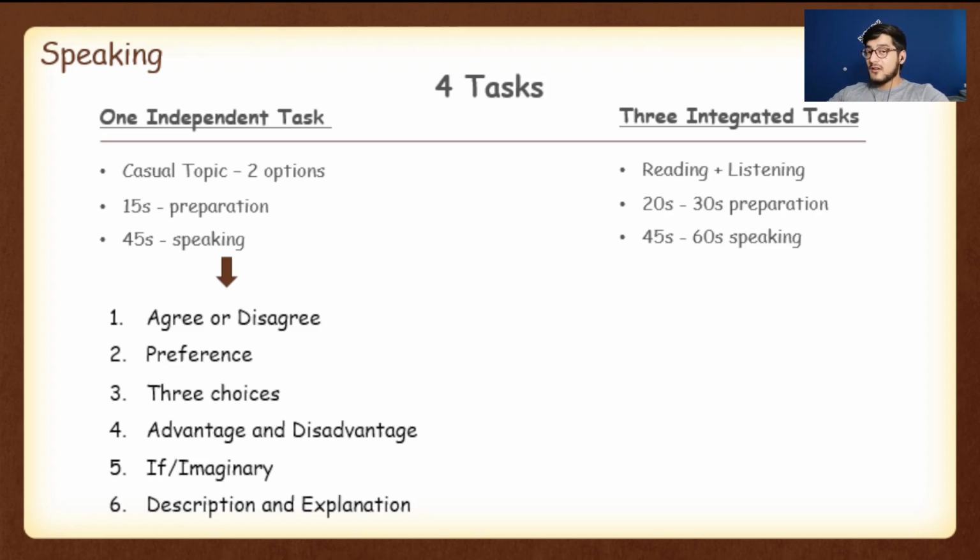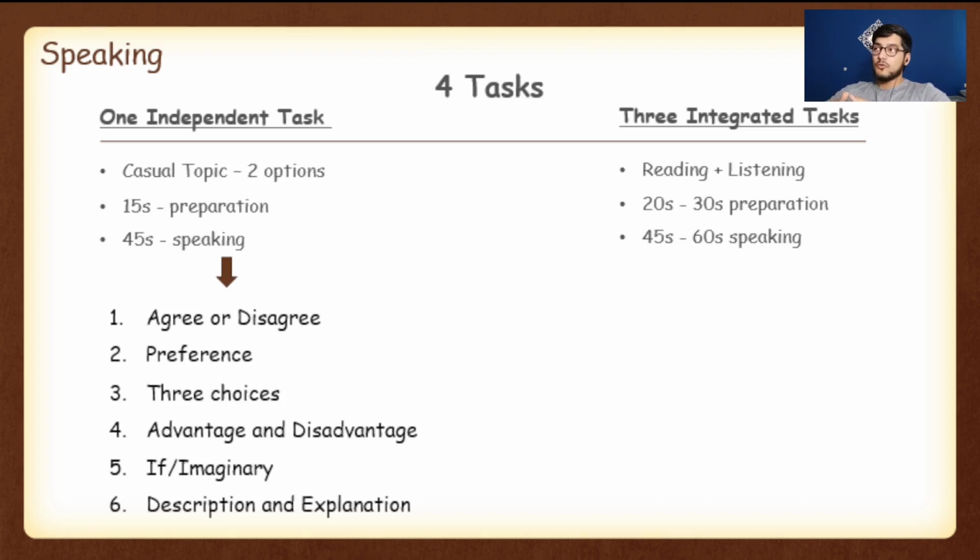Then there is the imaginary style, where you are provided with an imaginary situation. For example, if you had $10 billion, what would you do with that money? In that case, you're going to develop an imaginary situation and go with that. And the last style of the independent question is description and explanation. You're asked about a topic and told to explain it, giving reasons and examples. For example, what is franchise marketing? You should just talk about it.